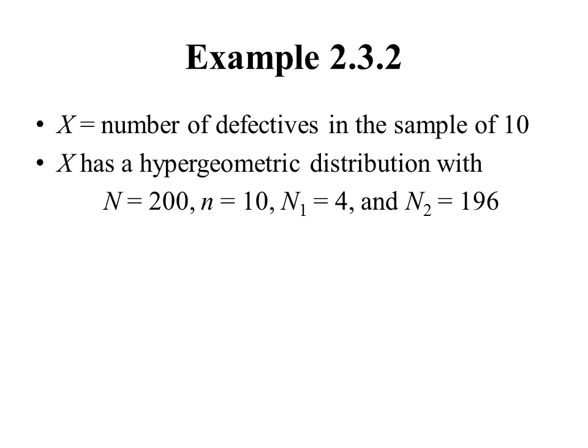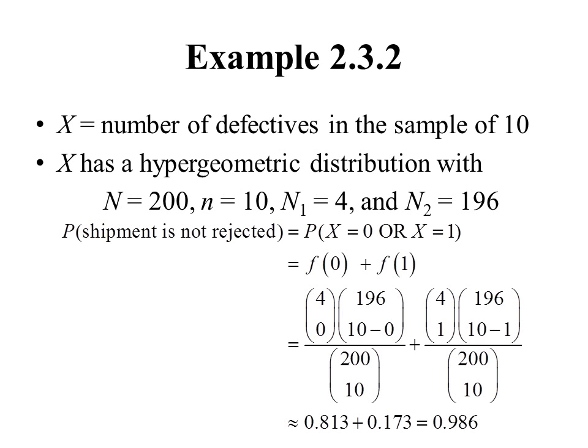Capital N is the total number of transistors, that's 200. Little n is the number that we are selecting, that's 10. N1 is the number of type 1 objects. A type 1 object in this case is a defective transistor because that's what we're interested in, and we have 4 of those. And then N2 is the number of non-defective transistors, which is 196. So now we know what type of distribution we're dealing with, and we know the values of its parameters, so now we can use those numbers to calculate our probability.